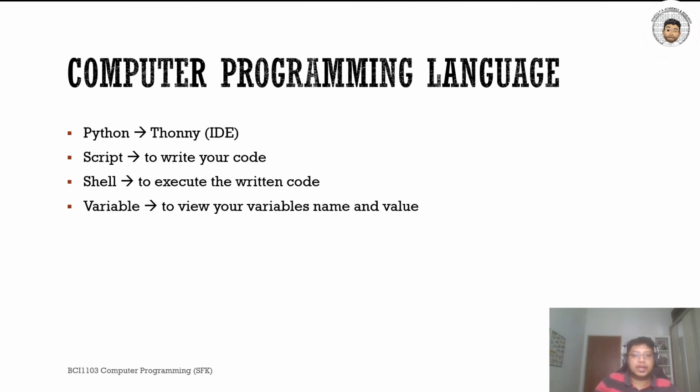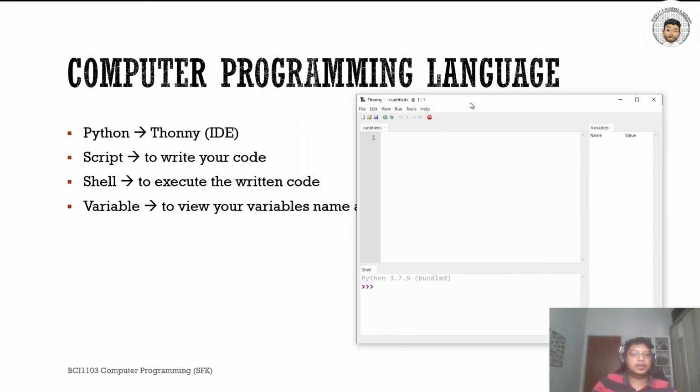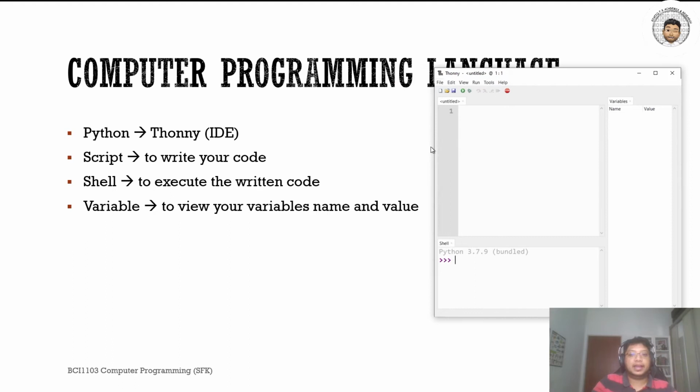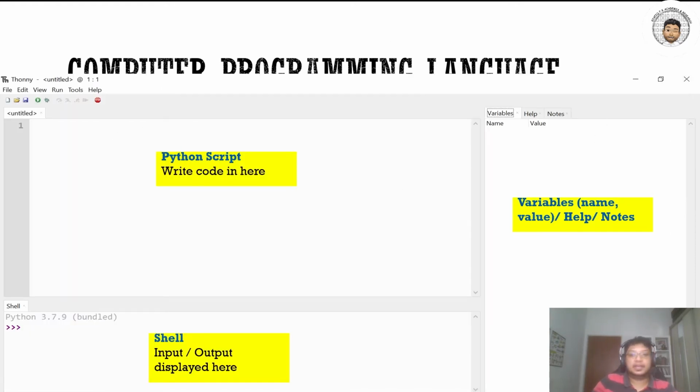For the computer programming language in our class, we are going to use Python, using the Thonny IDE. In Thonny IDE, we have three types of area. We have the script, where you write your code. Let's just open Thonny here. So here is your Thonny. You have three areas. The first one is what we call the script, where you have the code, and down here you have your shell. This gives you the result when you write the code. On the right side is what we call variables. This is for you to view the variables that you have inserted inside your code, and the value of the variable itself. So as you can see, you have the Python script, the shell and the variables.